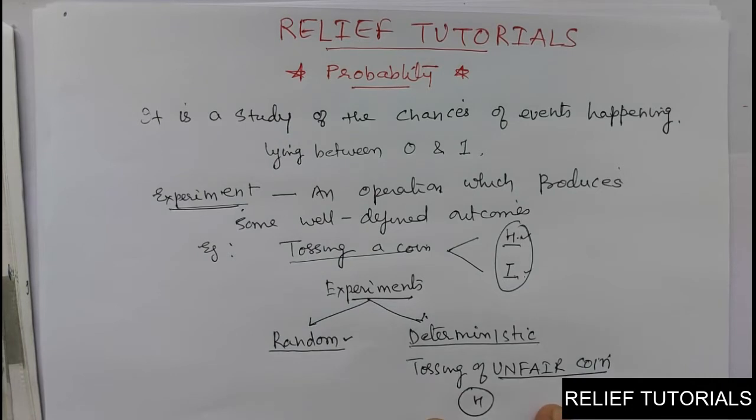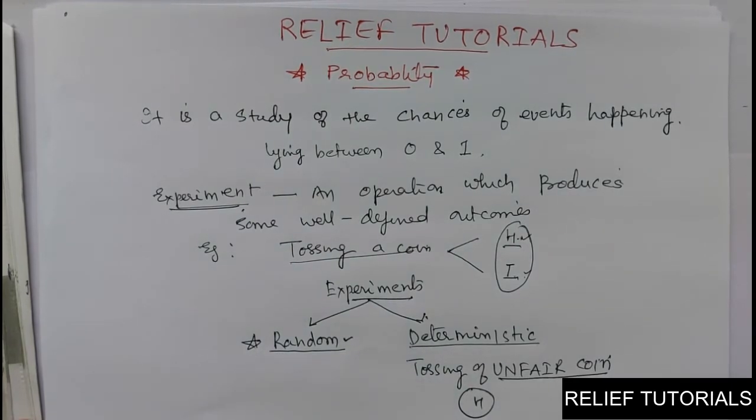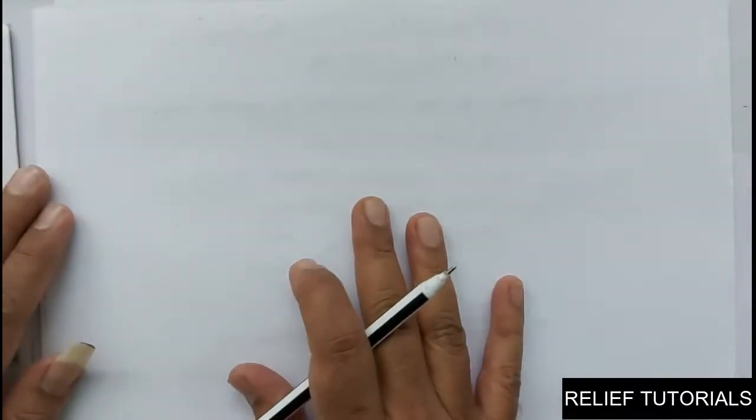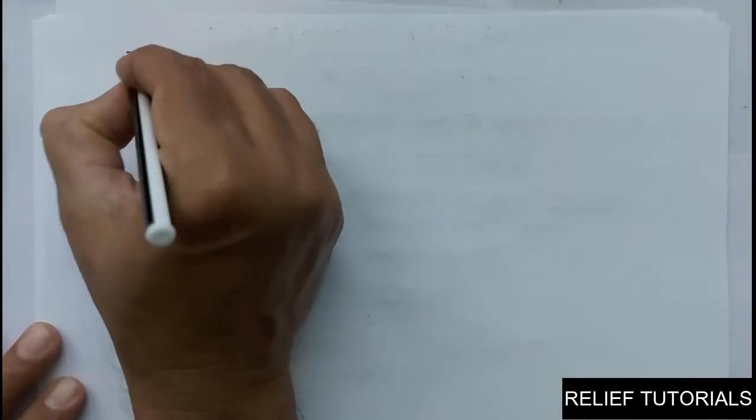Here uncertainty does not occur. You are quite certain that only head will appear if you toss it 20 times or 50 times, whatever it may be. Whereas in a random experiment, there is uncertainty. Therefore, we will deal only with random experiments. So this is about experiment. Now, we will discuss the term trial.